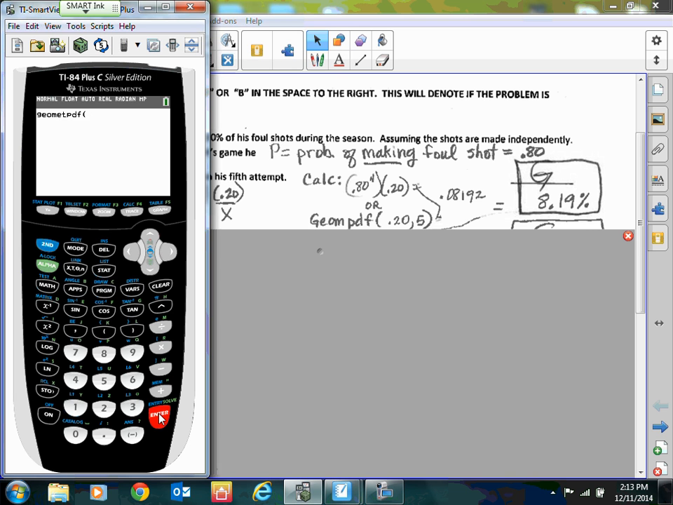I just know the probability and where it wants to go, in the 5th spot. So in this, you don't put NPK, you just put PK. So the miss, which is the 20%, needs to occur in the 5th spot. So 0.2, comma, 5, and then I hit enter, and there is my percentage of 0.08192. Okay? So you might like calculating that way.